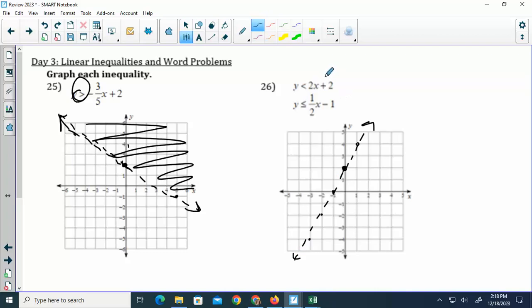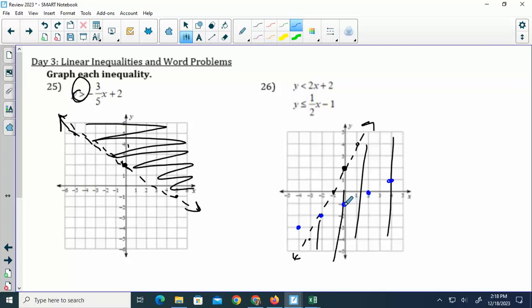Okay, where are we shading? Less than is below. But do this very lightly, because it's not our final answer yet. Okay, the second one. It has a y-intercept of negative 1. Slope of 1/2. So up 1 over 2, or down 1 back 2.